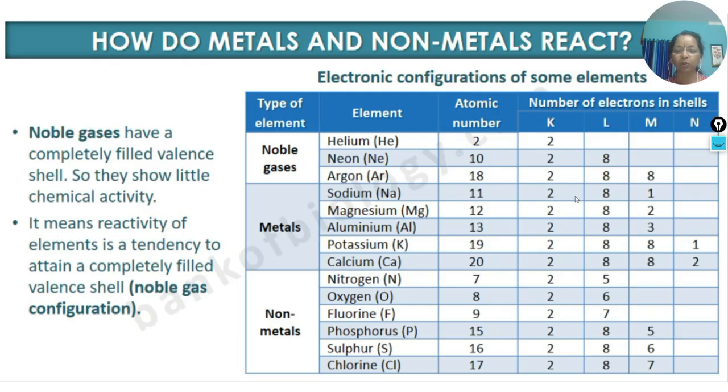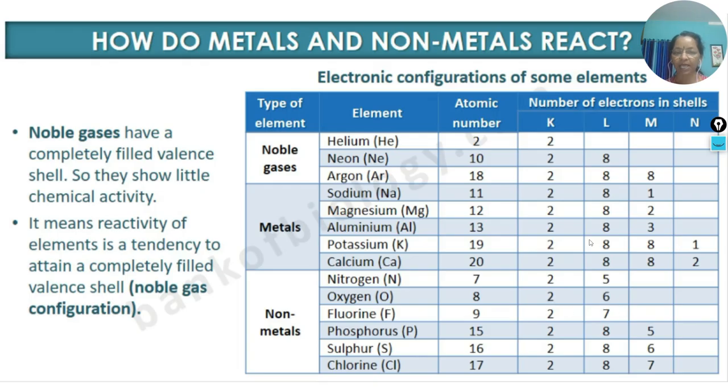Now let us see a few of the metals given. Sodium 2, 8, 1; magnesium 2, 8, 2; aluminum 2, 8, 3; potassium 2, 8, 8, 1; and 2, 8, 8, 2 for calcium. These are metals. Now coming to non-metals, you can see it is 2, 5 for nitrogen, 2, 6 for oxygen, like that.